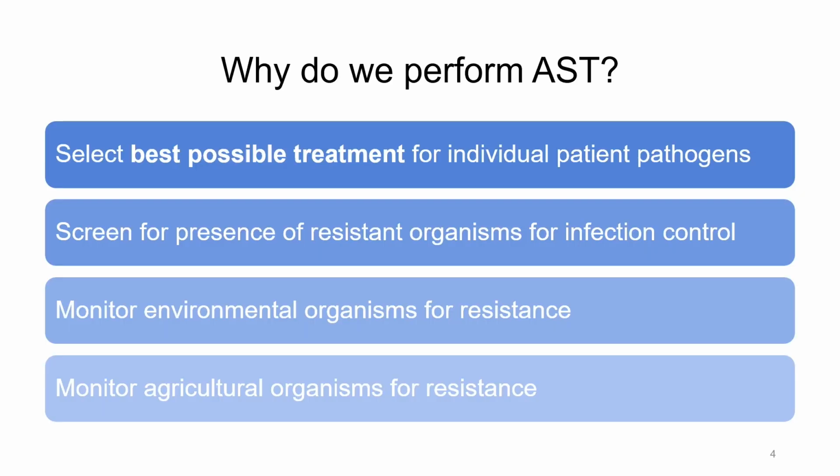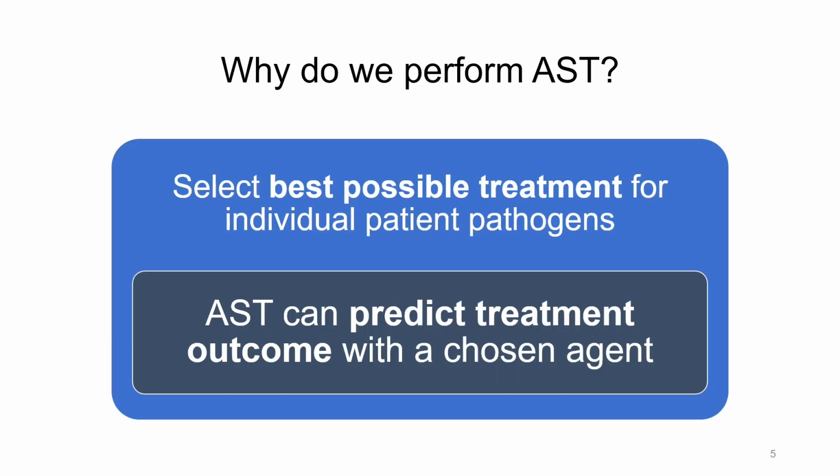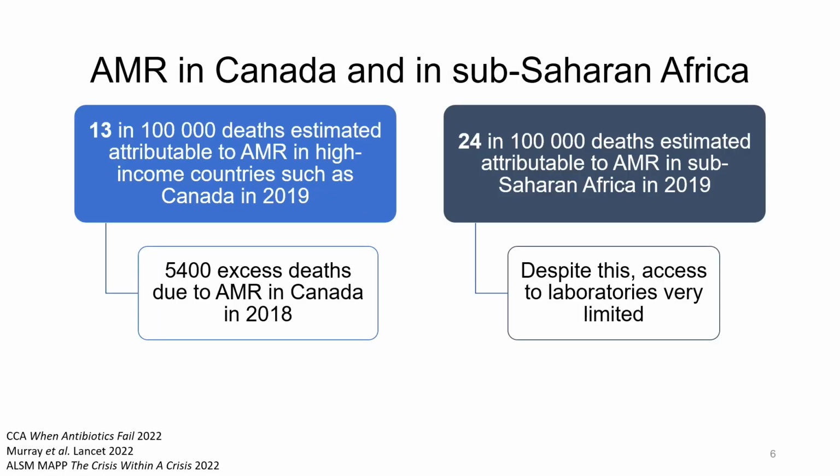So as a human veterinarian, as we heard earlier, I'm most interested in understanding what's the best treatment for an individual patient for their pathogen. And there are other reasons why we perform AST, but the need for the rapid testing is really most relevant for patient-level decision-making. So we assume by doing the AST that we're predicting the treatment outcome with a given agent. So that's kind of why we're doing this test in the lab.